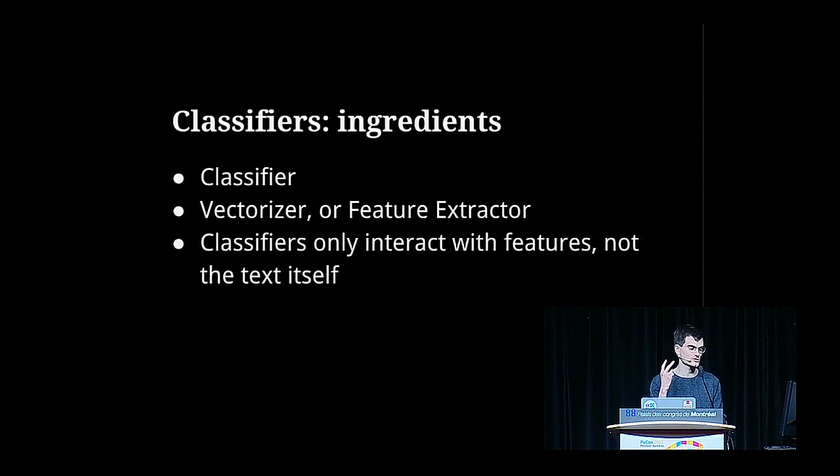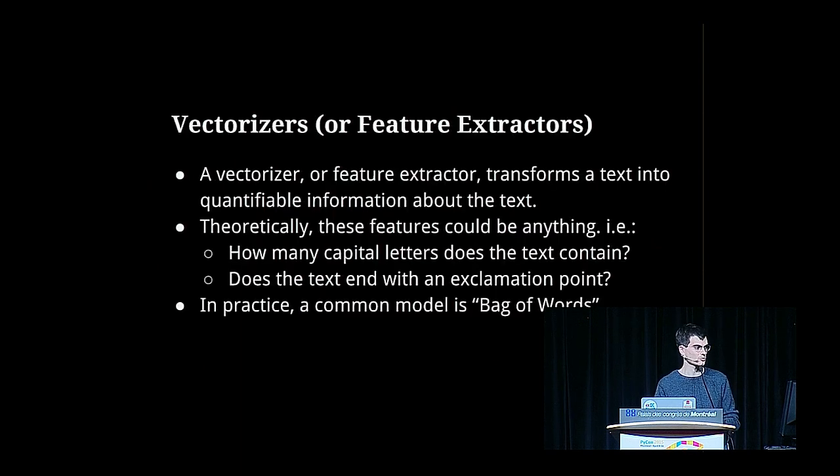So a classifier has two main ingredients: the classifier itself and a vectorizer, or feature extractor. I really want to spend some time talking about vectorization because the classifier doesn't actually interact with the text itself. The text needs to be processed first. Features need to be extracted from it. It has to be vectorized before the classifier can interact with it. So what is a vectorizer? A vectorizer, or feature extractor, transforms text into quantifiable information about the text.